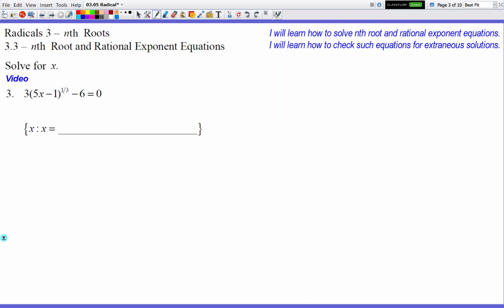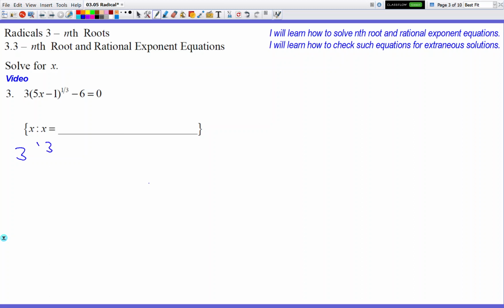Okay, so we got the 3 on the outside. And then the 1/3 power. The 1 on the top tells me I have a single 5x minus 1. The 3 on the bottom tells me what kind of radical I'm going to put the single 5x minus 1 into. So you've got to remember that. Top of the fraction tells you how many you have. The bottom of the fraction tells you what kind of radical it is. So I have a 3rd root radical, or you can just say cube root.